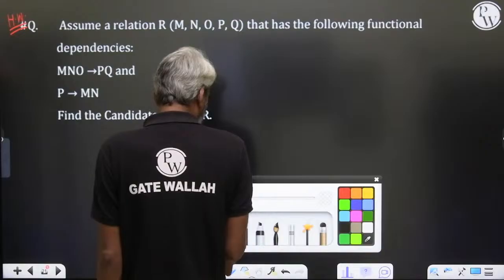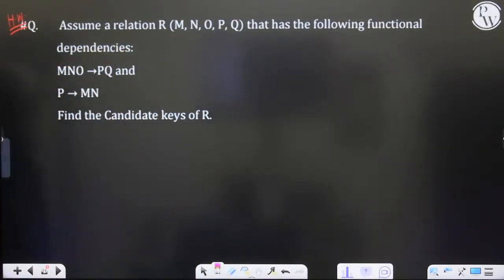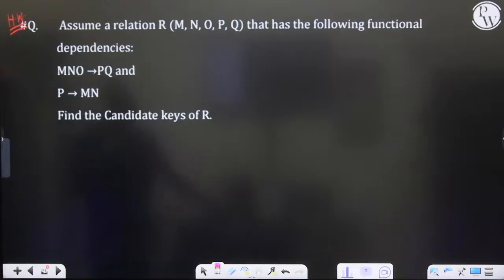You need to find all the candidate keys. If you find one and you don't find some, if any of the candidate keys is not found, then your set of prime attributes and your set of non-prime attributes will be incorrect.